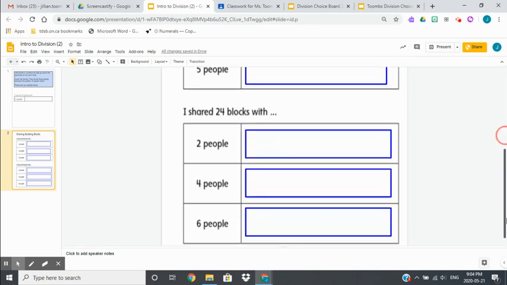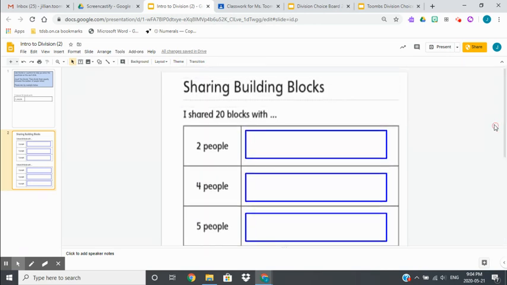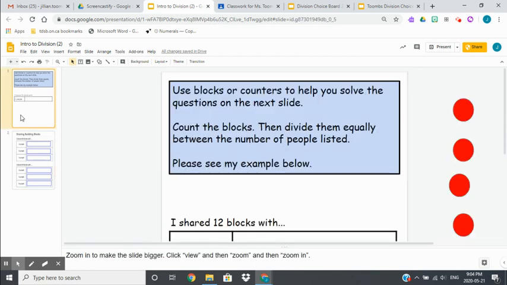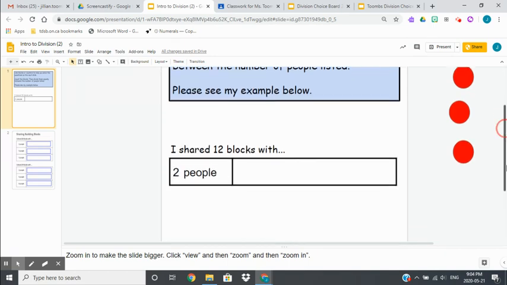Okay, so I know you're already kind of thinking about that as we're reading through. Let's do an example together. So clicking back up to slide 1, this is an example slide. You don't have anything to do on this slide. You can just look back at it when you start your activity, your work, so that it reminds you of this video and the instructions so that you know what to do. Okay, it says use blocks or counters to help you solve the questions on the next slide. And then it says count the blocks and then divide them equally between the number of people listed. Please see my example below.